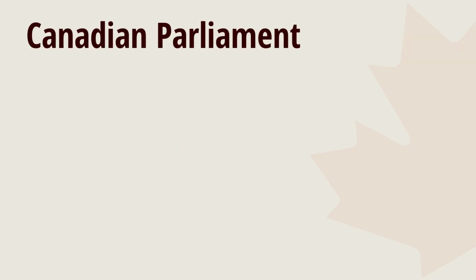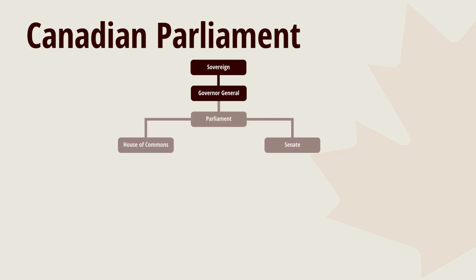When we talk about Parliament, there are three parts. At the top, we have the Sovereign, who is represented in Canada by the Governor-General. Then there are two other parts that work together. The House of Commons, made up of members who are elected by us, the voters, and then the Senate, made up of members who are appointed after being recommended by the Prime Minister.